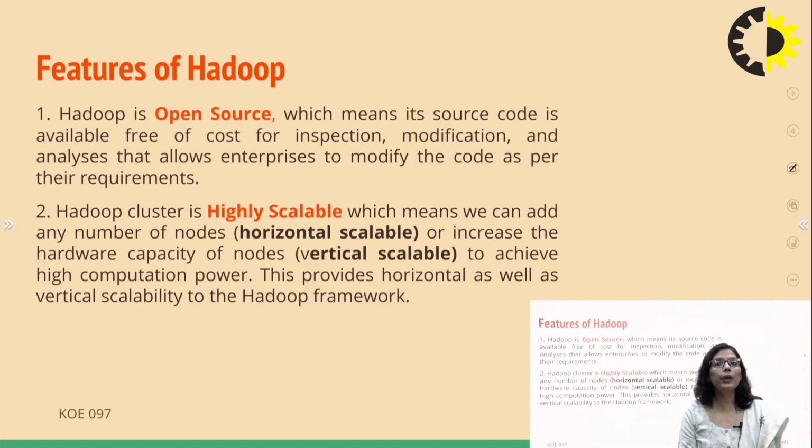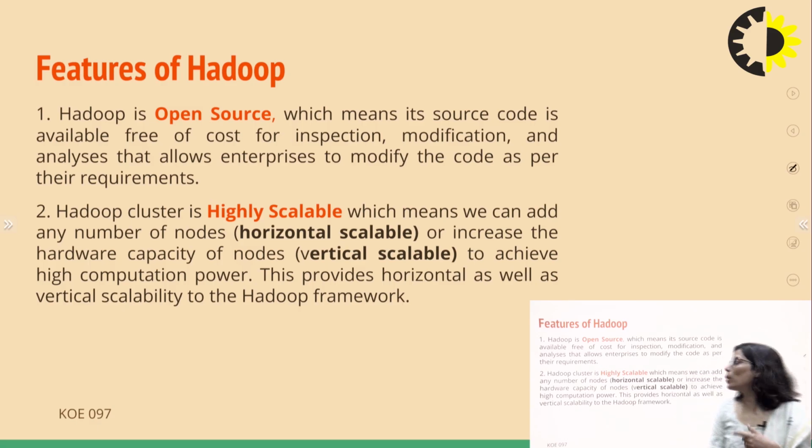Since in Hadoop we are storing the data across various different machines, if the size of data increases, we can add more machines. That is horizontal scalability. We can add more nodes, and that is called horizontal scalability. So Hadoop offers both horizontal as well as vertical scalability, therefore it's called highly scalable.